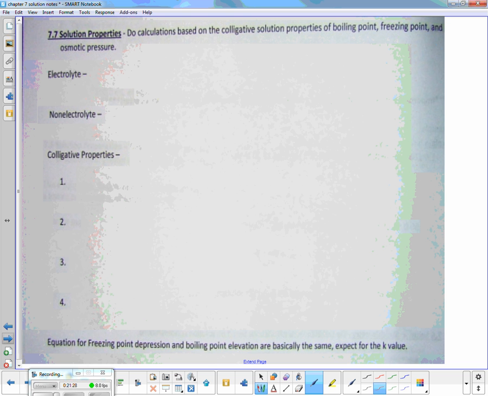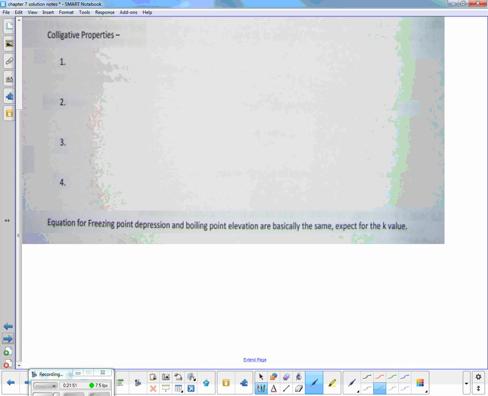We had the 4 colligative properties. We worked with a couple already. Freezing point depression, boiling point elevation, osmosis. We've done a lab on both freezing point and osmosis. We're going to finish the lab on osmosis today. And then vapor pressure lowering. That's the 4th one. So we have 4 things that are colligative properties.